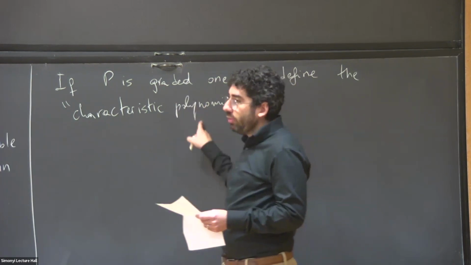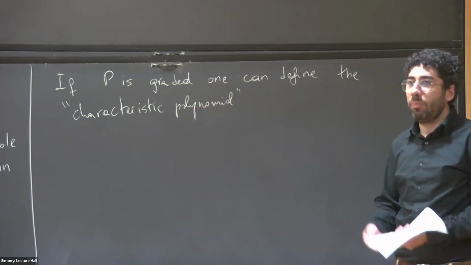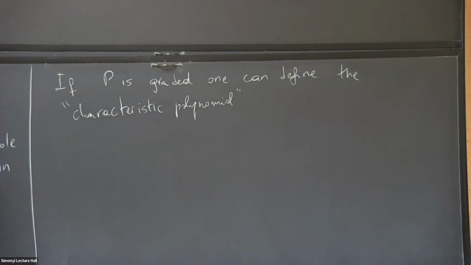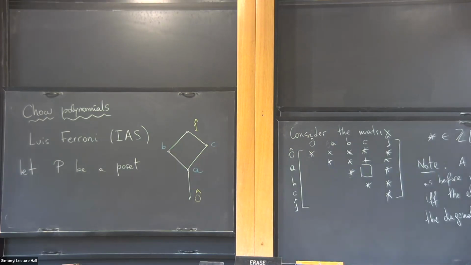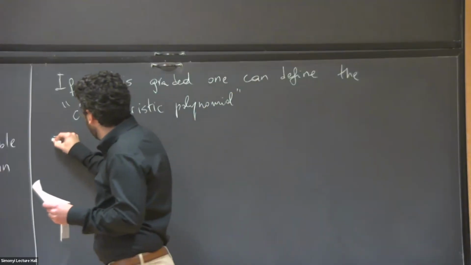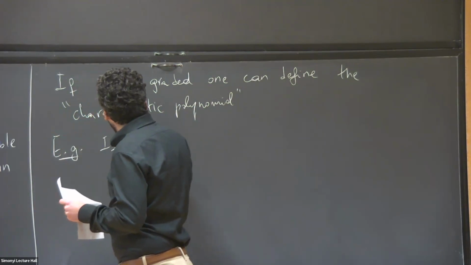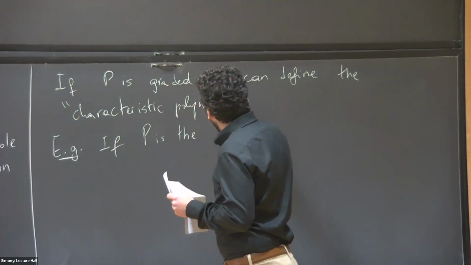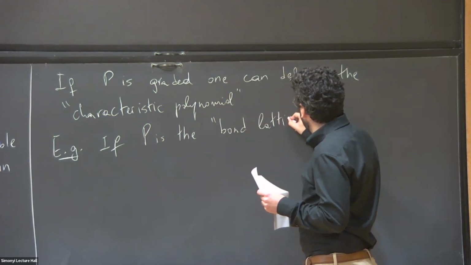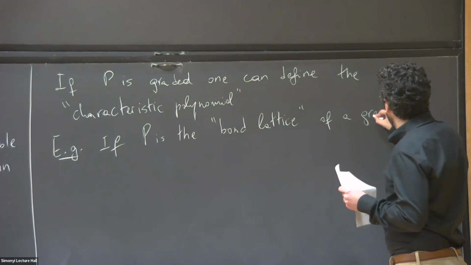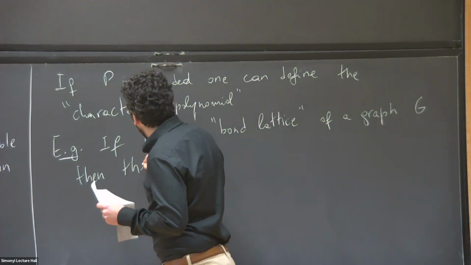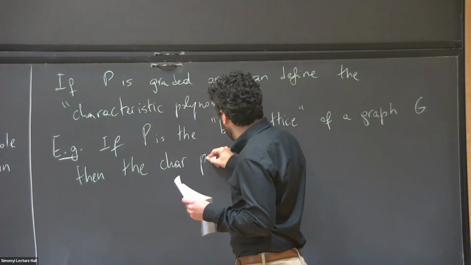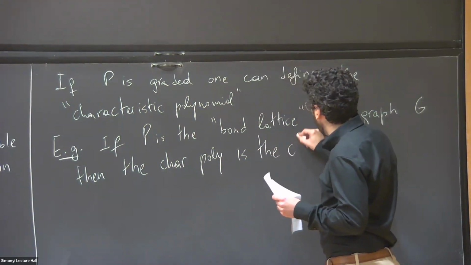Yeah, so whenever I have a graded poset, I can define the characteristic polynomial. What is that? Well, something that essentially records a numerical invariant with many features. So one prominent example of a class of graded posets and characteristic polynomials is this: if P is the bond lattice of a graph G, then the characteristic polynomial is the chromatic polynomial of G.